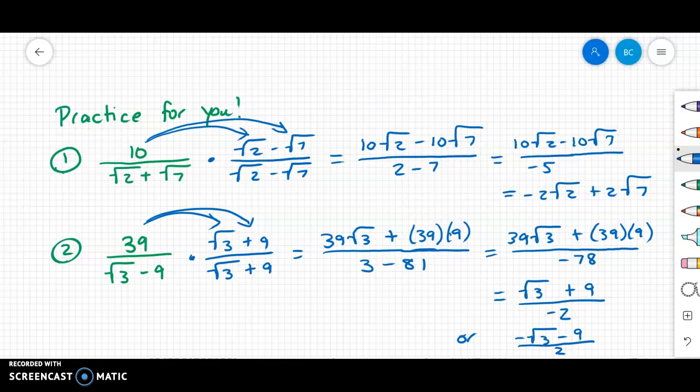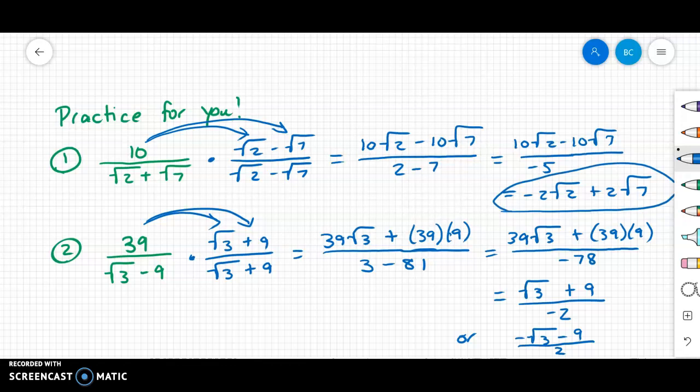Then I'm going to multiply the 10 times both of those terms, and I get to this part, and I see that I can reduce this, and I can reduce this. So this is going to be negative 2 times the square root of 2 plus 2 times the square root of 7. So that is my final answer on that one.